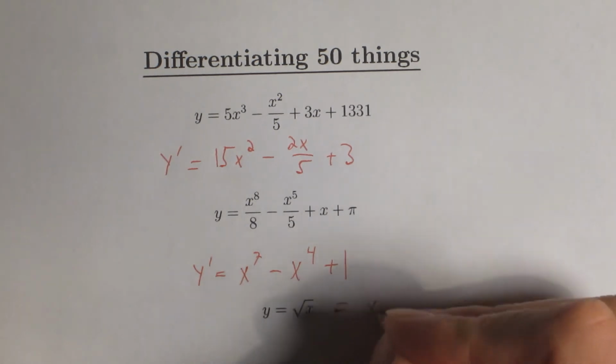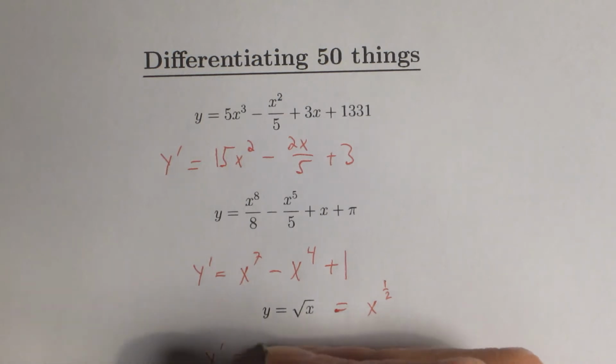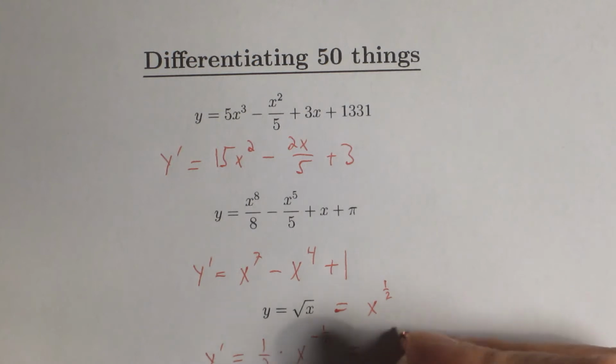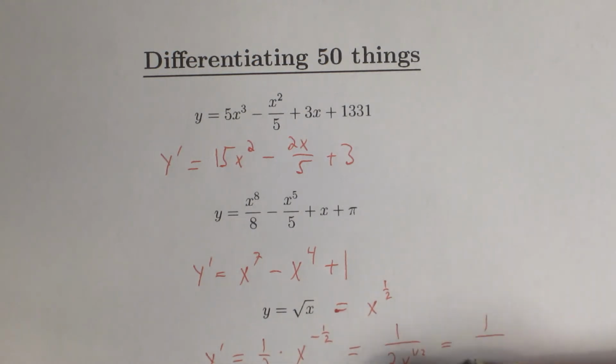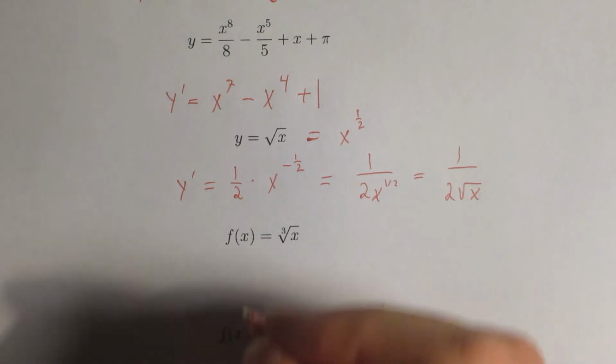Whenever you want to differentiate stuff involving root signs, you first rewrite your function without it. Now the half jumps down, the new exponent is 1 less than before, and ideally you write your answer as 1 over 2 times the square root of x.